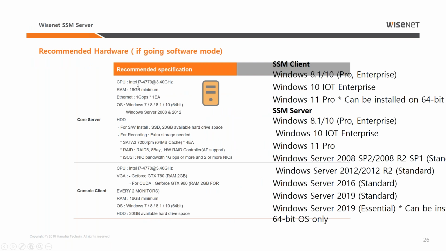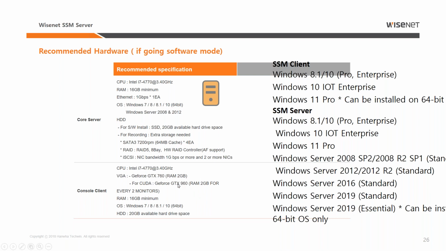SSM server, you have to give at least any scenario. Okay, whatever scenario, each SSM server. If you buy from Hanwha recording server, you don't have to worry. If you buy HP, i7 16 GB RAM minimum for the recording server, up to 128 camera. Then console client, the client PC in all the scenarios, minimum i7 16 GB RAM, and every two monitors give 2 GB graphics card.